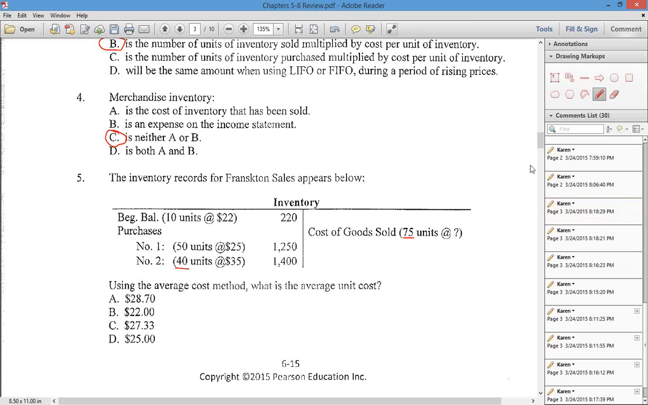10 units plus 50 units plus 40 would be 100 units. Okay? So we had 100 units available for sale, and we sold 75. This first question is asking you, however, using the average cost method, what is the average cost per unit? How do we do that?